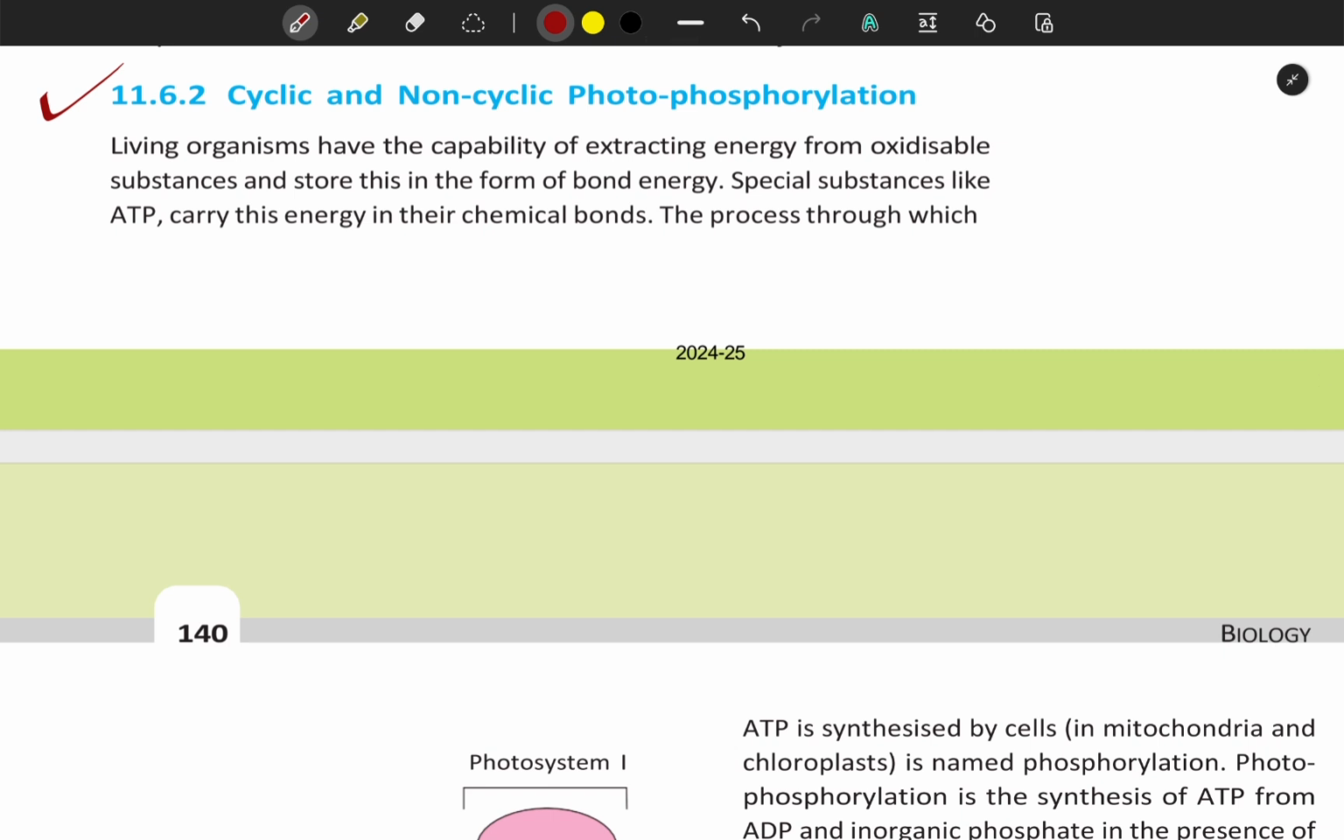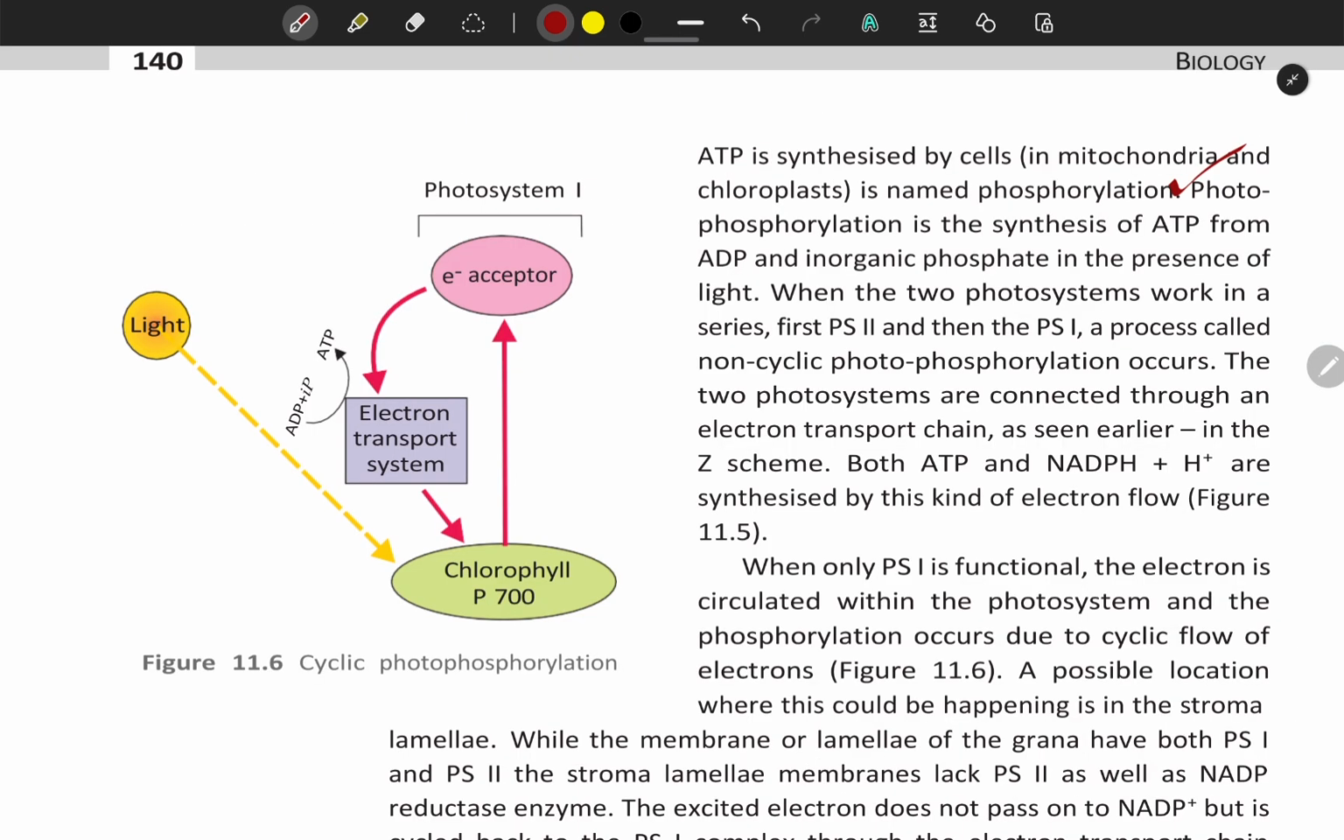11.6.2 Cyclic and non-cyclic photophosphorylation. Living organisms have the capability of extracting energy from oxidizable substances and storing this in the form of bond energy. Special substances like ATP carry this energy in their chemical bonds. The process through which ATP is synthesized by cells in mitochondria and chloroplast is named phosphorylation. Photophosphorylation is the synthesis of ATP from ADP and inorganic phosphate in the presence of light.